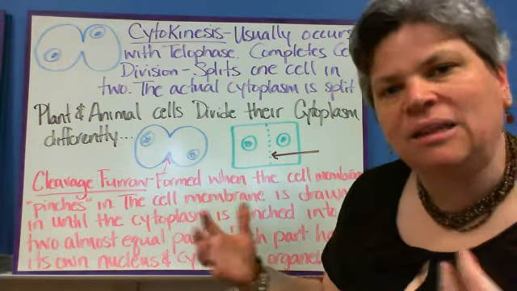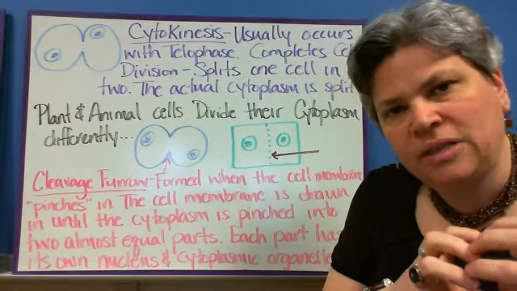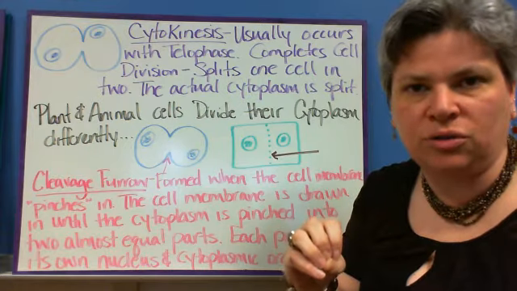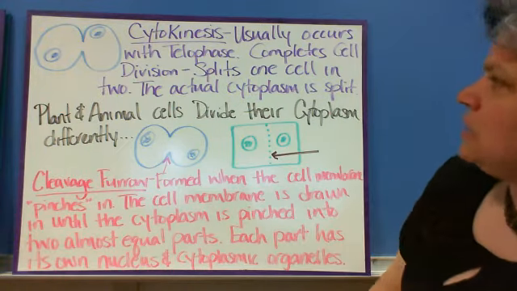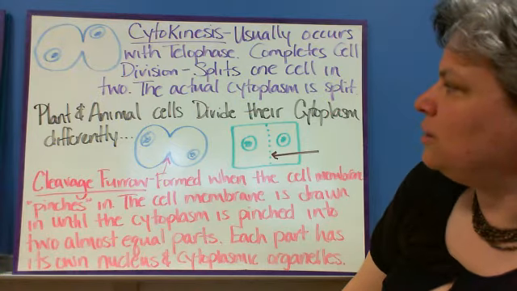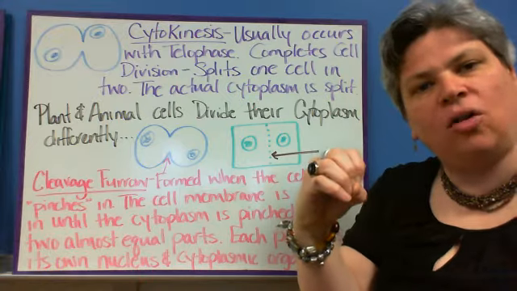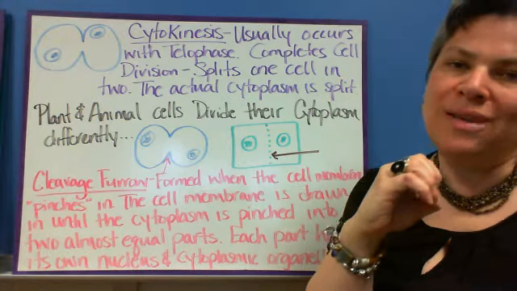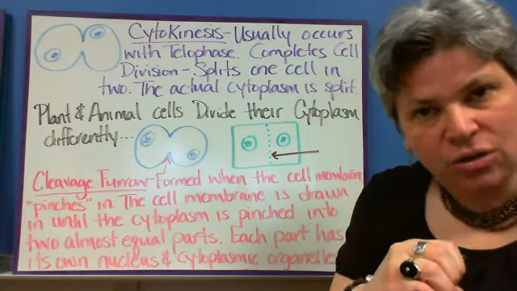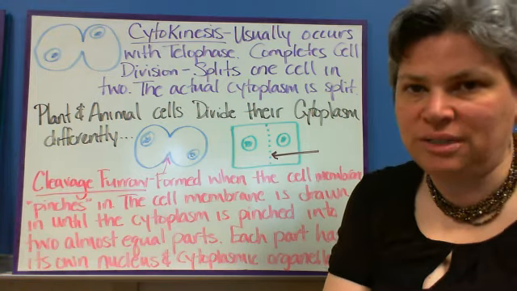So we're representing it like it's happening at different times, but generally speaking, when telophase occurs and the nucleus is divided, the cytoplasm will continue to give you 2 new cells. So with cytokinesis, it completes the cell division. It splits one cell in 2, and the actual cytoplasm is split in half. We need to split that all the way so we have 2 new individual cells that are identical to each other and the original cell.